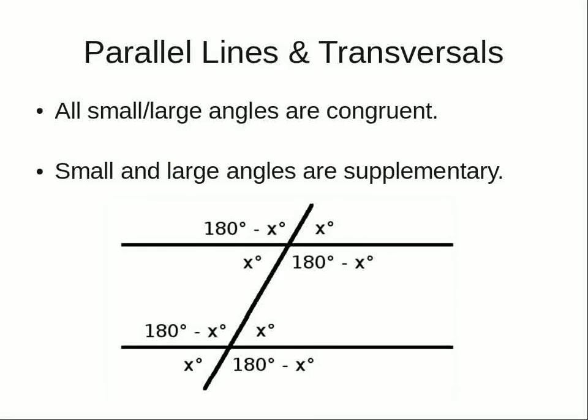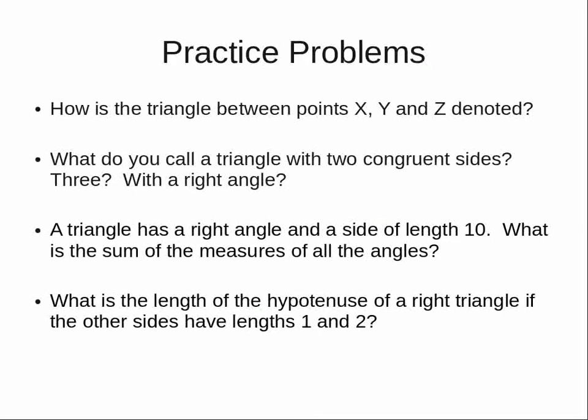Notice that there are only two sizes of angles in the diagram. All the small angles are congruent, all the large angles are congruent, and then the small and large angles form supplementary pairs. Okay? Next topic.